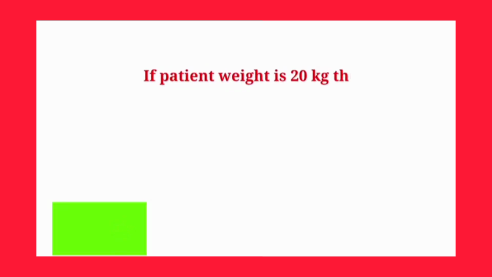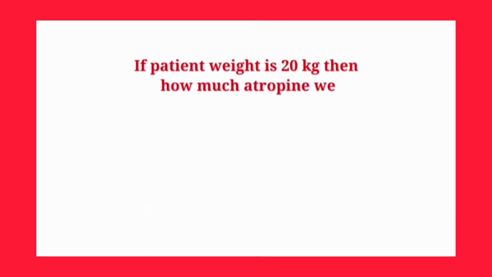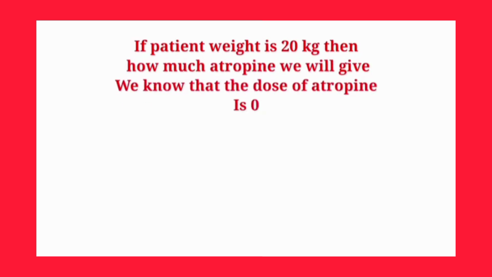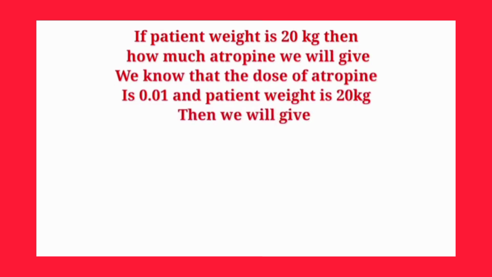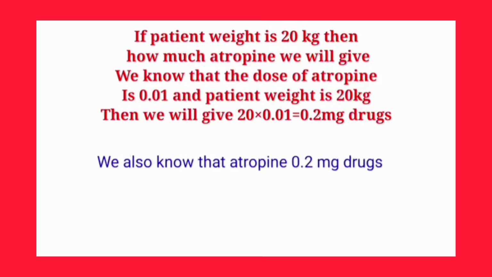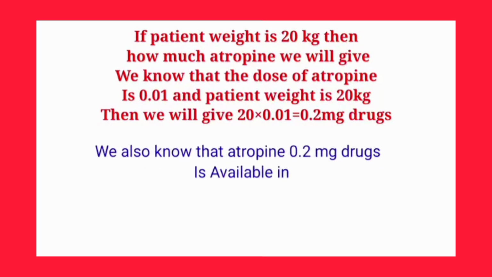If patient weight is 20 kg, then how much atropine we will give? We know that the dose of atropine is 0.01 and patient weight is 20 kg. Then we will give 20 multiply 0.01 is equal to 0.2 mg drug.